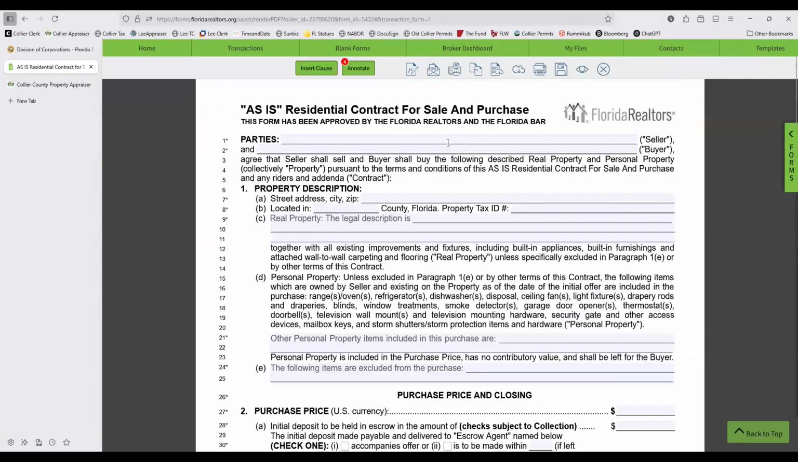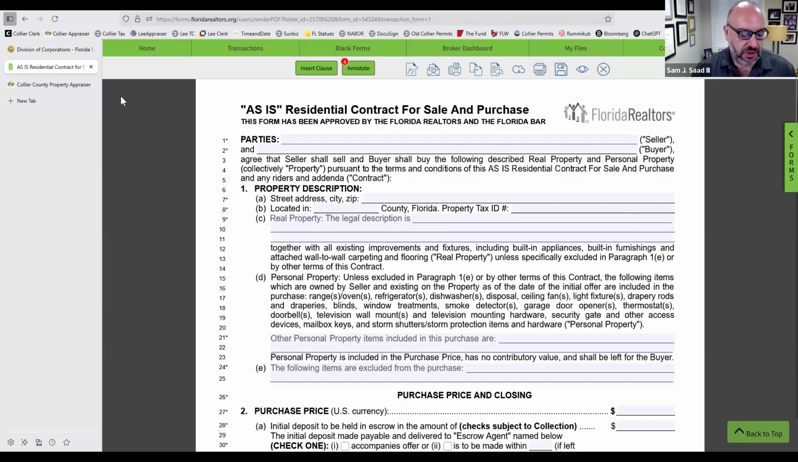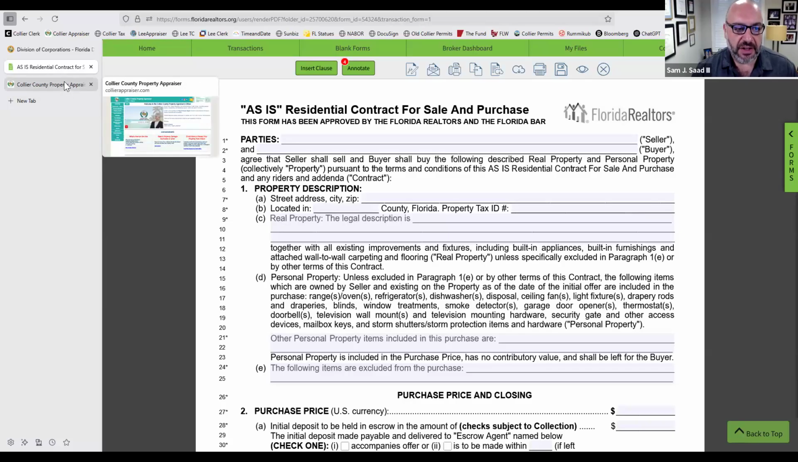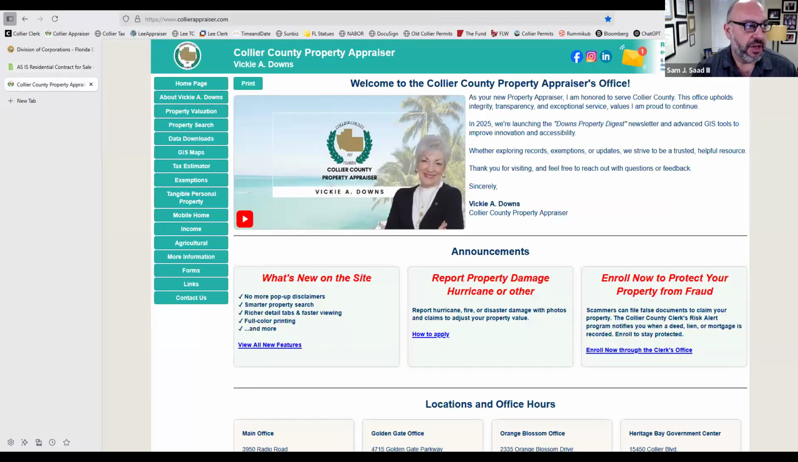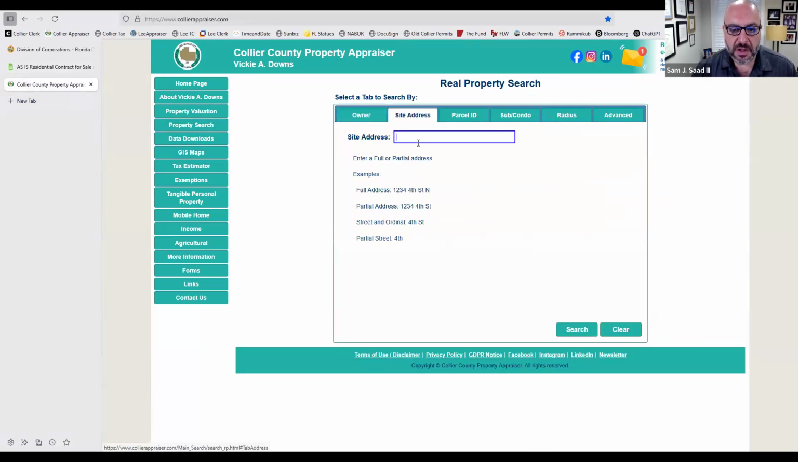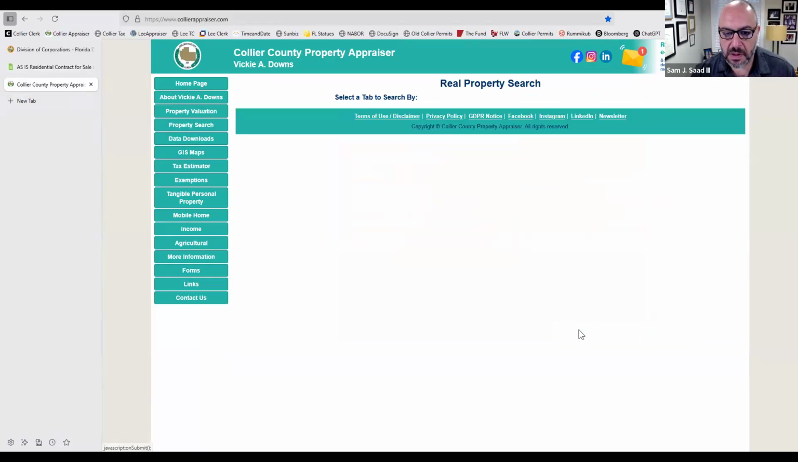Now, we're going to be selling my house to an LLC this morning. So what I did is I went ahead and pulled up the county property appraiser's website. This is for Collier County. If you're in a different county, you, of course, use your property appraiser's website. Find the property search button and type in the address. Of course, my address, 1163 14th Avenue North in Naples.